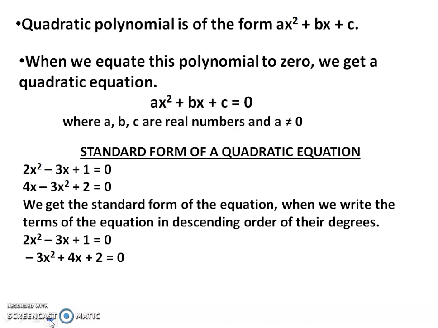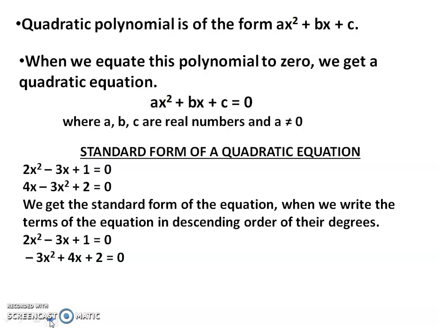In chapter 2, you have studied different types of polynomials. One type was the quadratic polynomial of the form ax square plus bx plus c. When we equate this polynomial to 0, we get a quadratic equation. So what is a quadratic equation? Ax square plus bx plus c equal to 0. And the important two conditions are a, b, c are real numbers and a is not equal to 0.